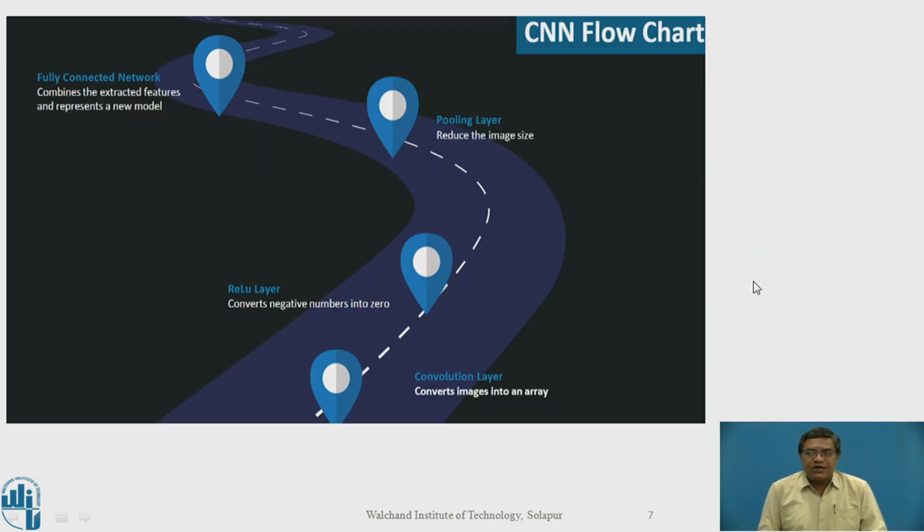This is the flowchart of the CNN. Start with the convolutional layer, used for converting the images into arrays. Then the ReLU layer converts the negative numbers present in the input array into 0 values. The pooling layer is used to reduce the spatial size of the image. And the fully connected network combines the extracted features and represents a new model for making the final prediction.